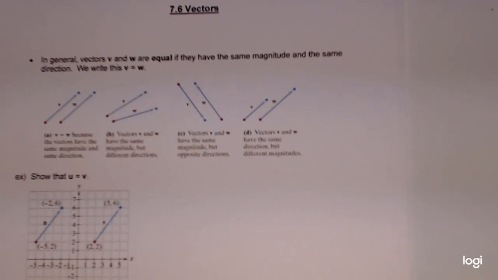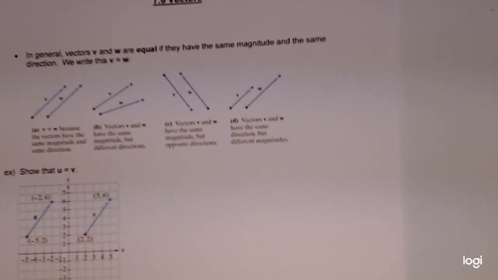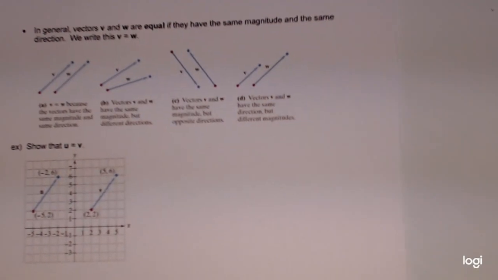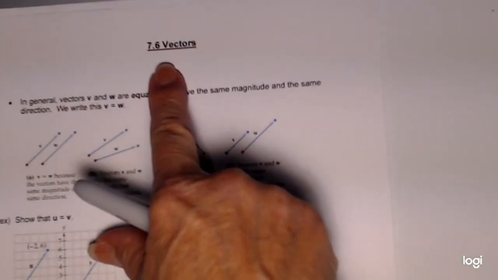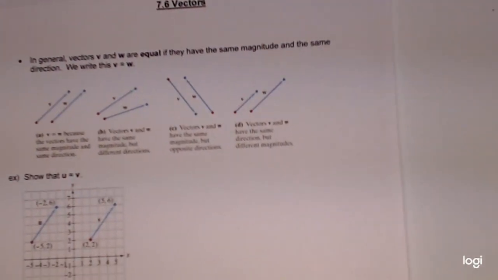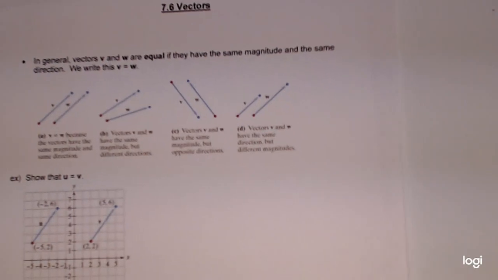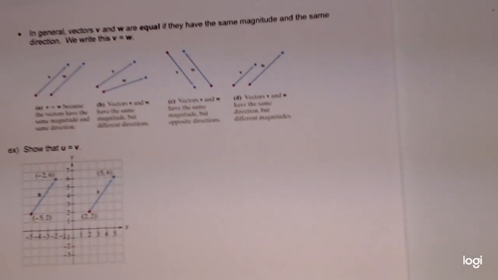But if you have any questions on that, please make sure you email me, or in our Collaborate session, you talk to me about it. So just FYI, we're in 7.6 vectors. What we are going to take a look at here together in the video is this idea of looking at two different vectors and determining if they are the same or not.